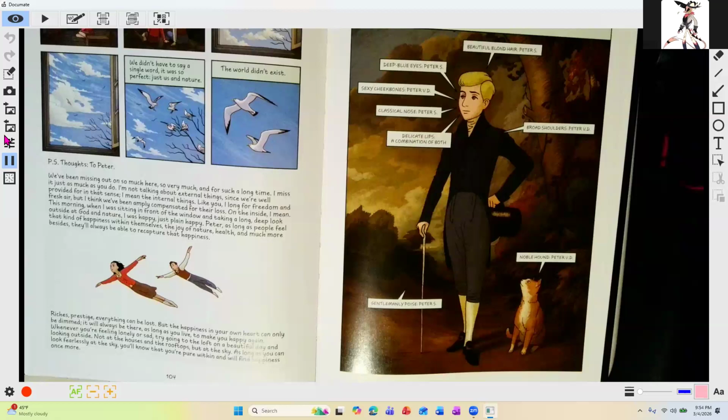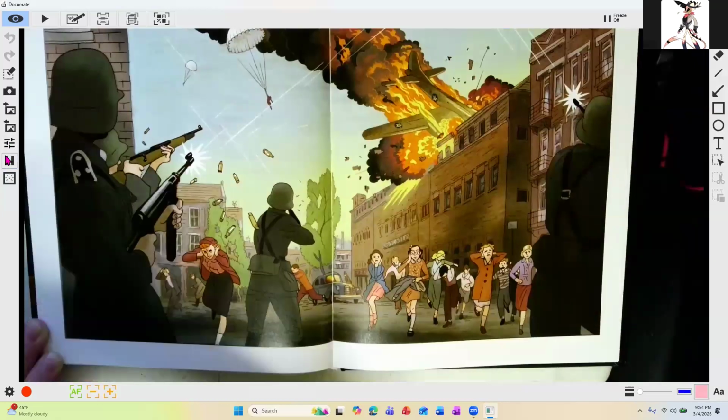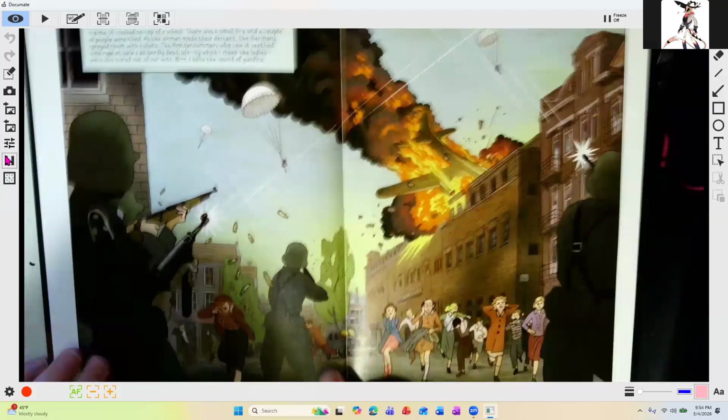Foreground would be Peter, obviously, and then midground would be all the brown ground. And then probably the cat would be probably foreground. Okay, this is the one I want to talk about right here.